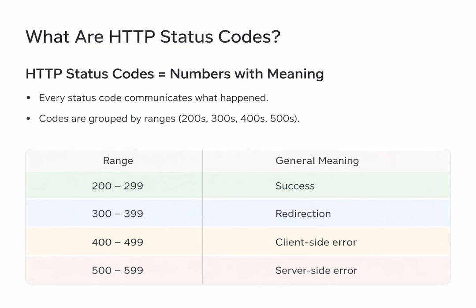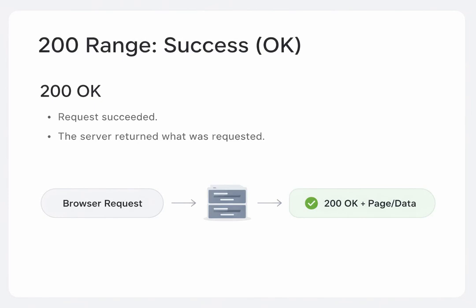Next, the tutor explains status codes. These are the numbers you see in web development, especially when working with routes, pages, and APIs. Each code has a meaning, and the first digit groups them into categories: 200s for success, 300s for redirection, 400s for client-side errors, and 500s for server-side errors. For the 200 range, the tutor highlights the basic idea. It means success. The most common one is 200 OK.